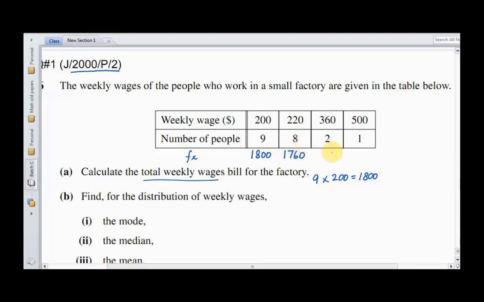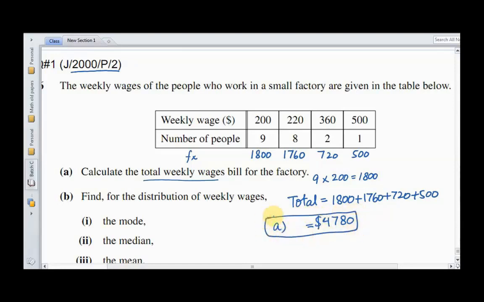360 multiplied by 2 is 720, and 500 times 1 is 500. Now you need to add all the values to find the total. So the total is 1800 plus 1760 plus 720 plus 500. The sum of all the amounts is $4780. So that is your first part answer, the total amount.